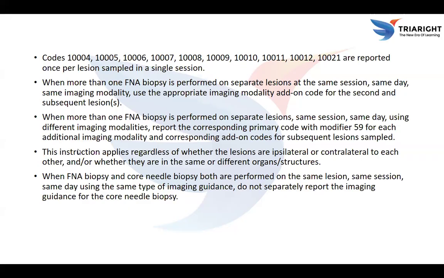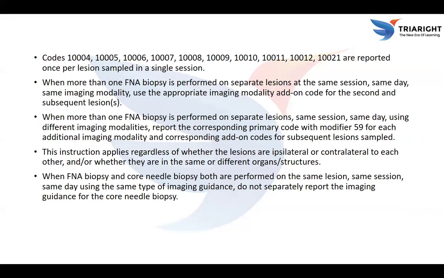Multiple FNA biopsies on different lesions, same session, same day, same imaging method. So what is the rule? When FNA is done on more than one lesion using the same imaging modality, for example ultrasound only, for the first lesion, report the primary FNA code. For the second and additional lesions, you have to report the add-on imaging code. Example: 2 breast lump biopsies using ultrasound. The primary FNA code is for the first lesion, and the add-on code is for the second lesion.